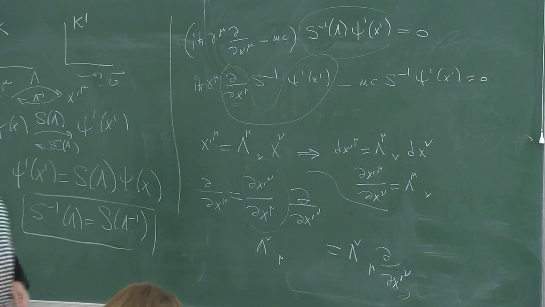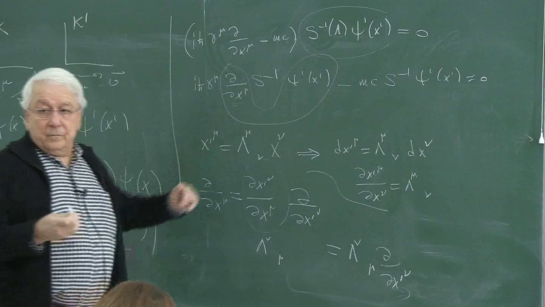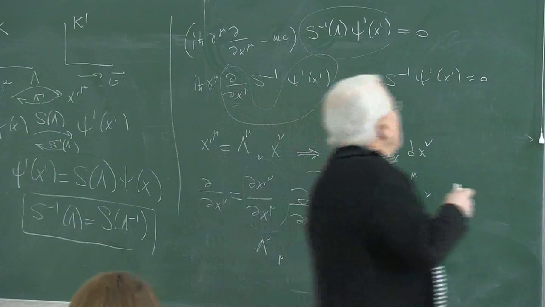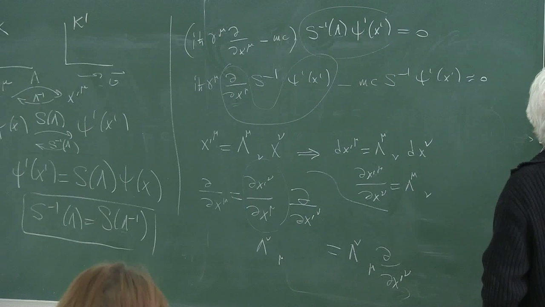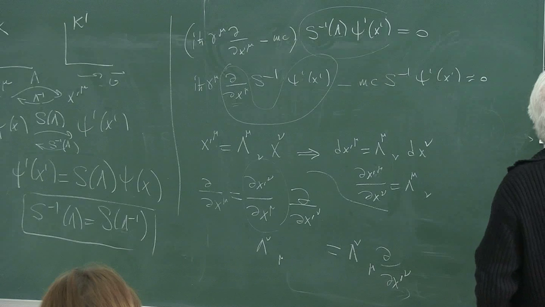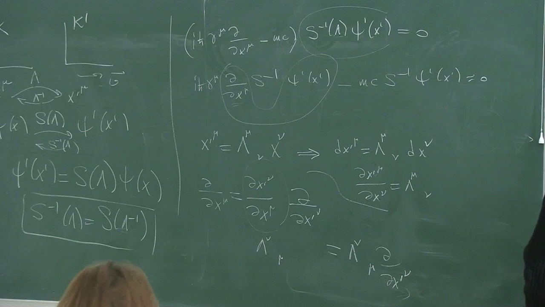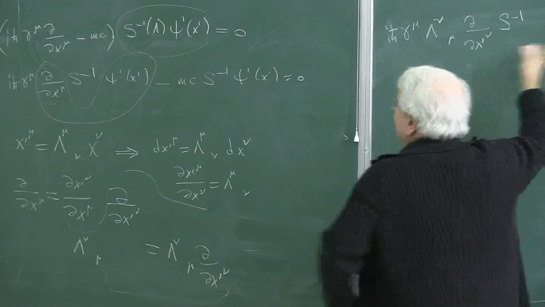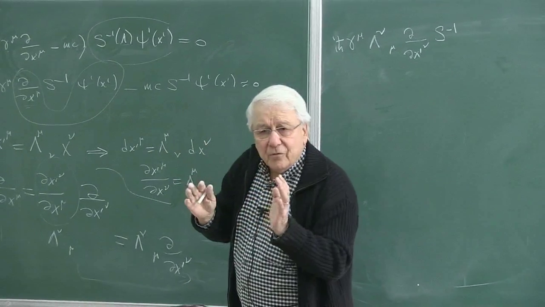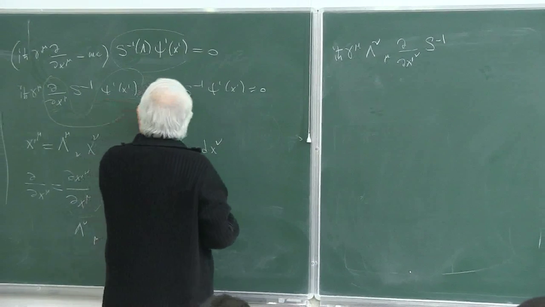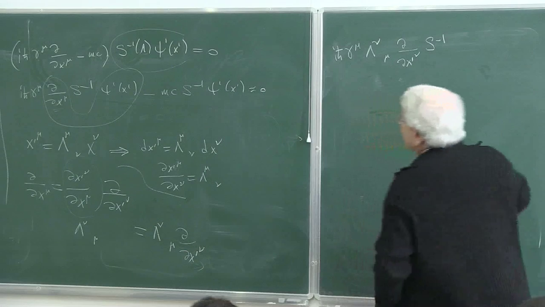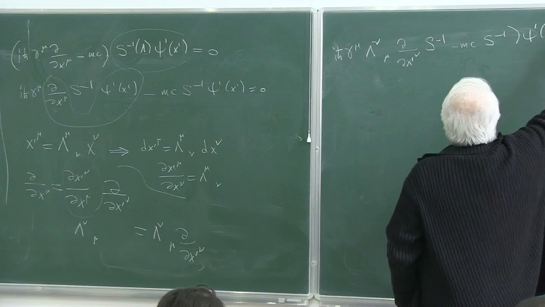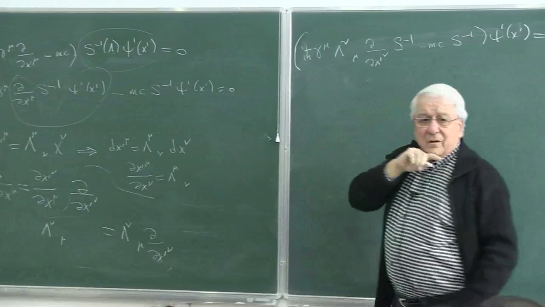So let me substitute this here, so that everything is legitimate now. Indeed, I have the primed derivatives. So what is the new form of the equation? i h bar gamma mu lambda nu mu d dx prime nu S inverse psi prime. Now let me again move, as I am doing this explicitly to make you comfortable, I can move the psi prime all the way out, minus mc S inverse psi prime of x prime is equal to 0. That's the form of the equation now. Correct?